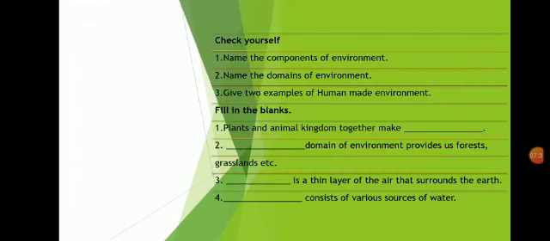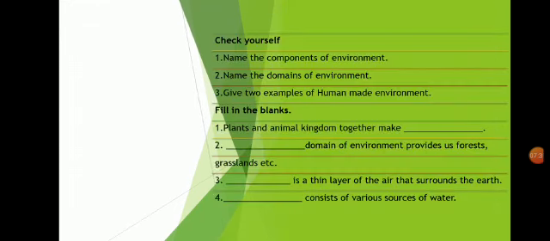Next question, fill in the blanks. One, plants and animal kingdom together make dash. Two, dash domain of environment provides us forest and grasslands. Third, dash is a thin layer of the air that surrounds the earth. Fourth, dash consists of various sources of water.